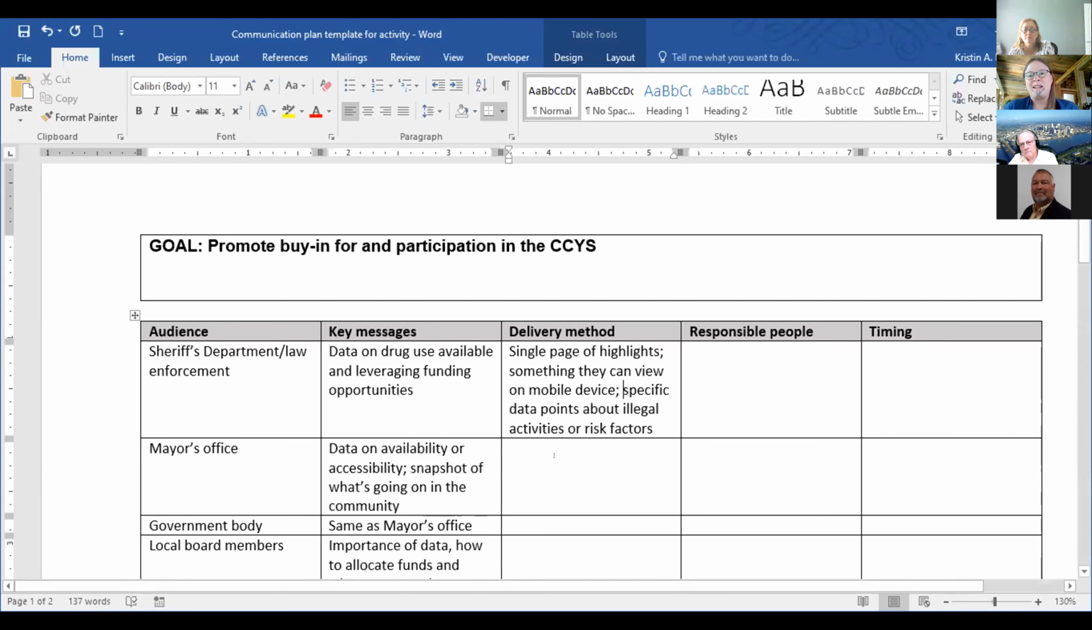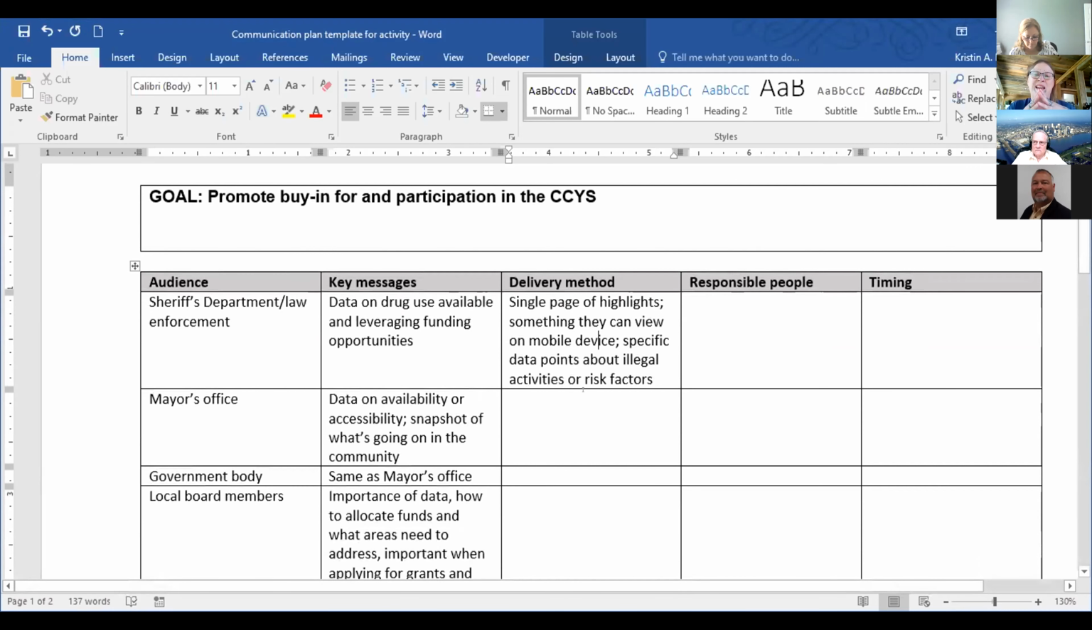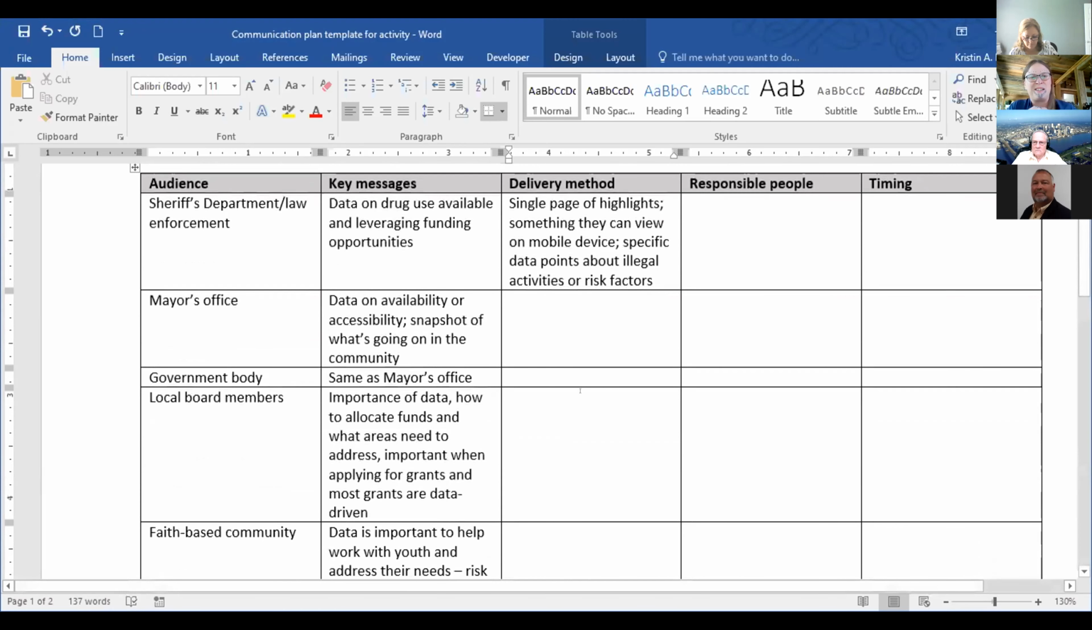And Nicole noted in the chat that law enforcement are often busy and on the go. So sometimes sharing some data or facts through social media or a text helps. I know in our communities, a lot of times texts are sent out to law enforcement saying, hey, it's important that you come to this meeting, and here's a data point to say why. That's a good example. And maybe moving across the grid, who would be the best person to share that message with the sheriff? Who has that person's ear?